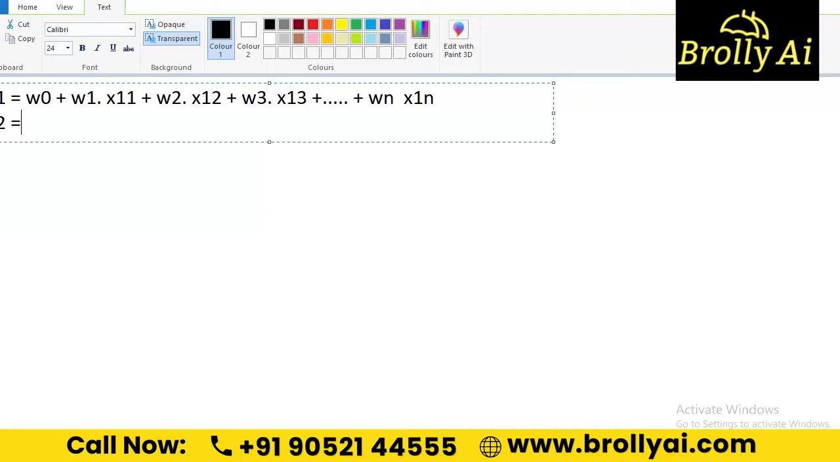And come to the second record. Second record target variable value, y2 equal to, same thing I am constructing: W0 plus W1 into X21, that means second row, first column.